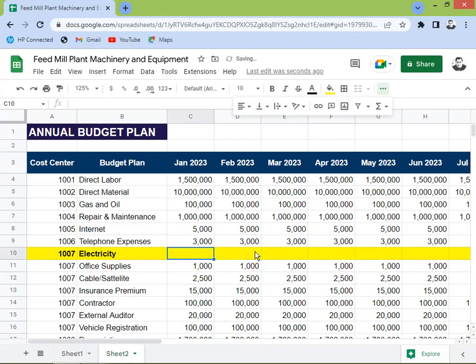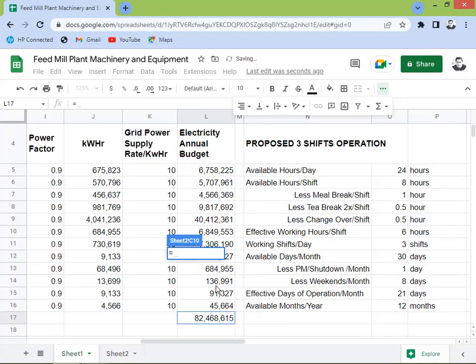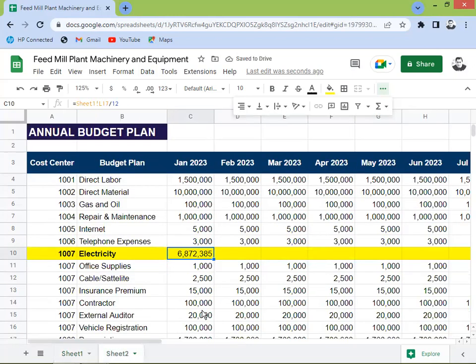So you just get those here. Equal sign, the total here, just divide by 12, so for you to get the monthly budget. Okay. So this would be your budget for the electricity.